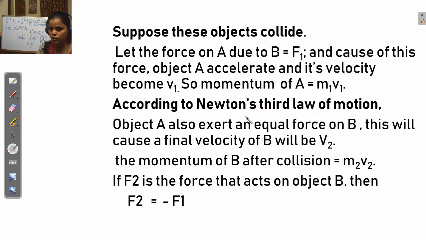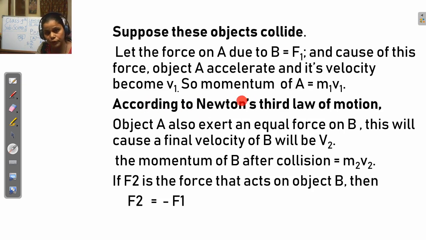Okay, and according to Newton's third law, which we just studied, what is this law? When two objects collide, when one object exerts a force on the other object, then the other object will also exert a force on the first object. This is Newton's third law of motion.